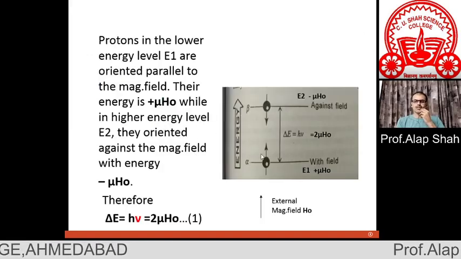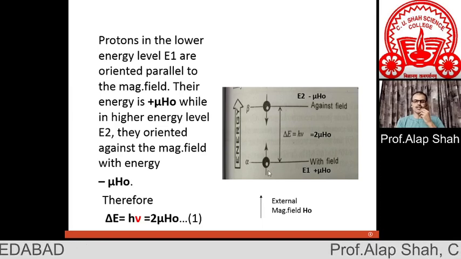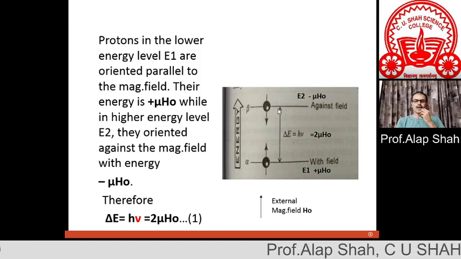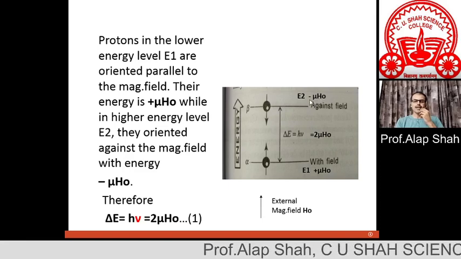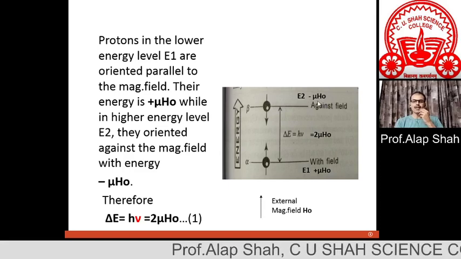Now these are the two energy levels for hydrogen. You can see this is the lower energy level E1. Some hydrogen nuclei occupy this energy level, where their energy is plus mu H0. While some protons occupy the higher energy level E2, where their energy is minus mu H0, where mu is the magnetic moment, and as I told you, H0 is the strength of the magnetic field.